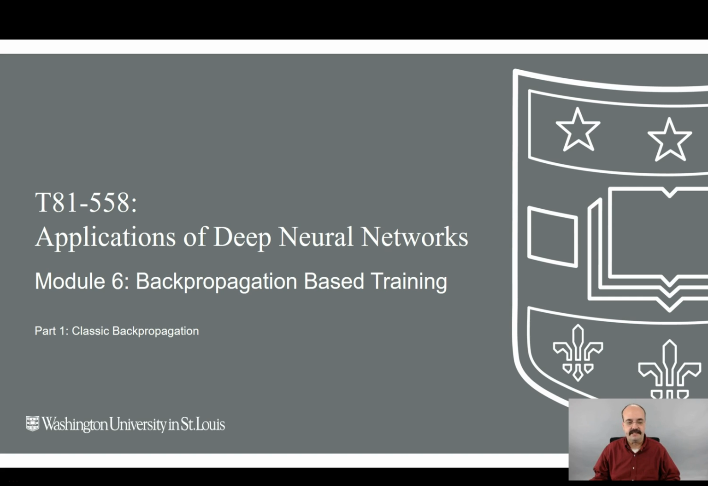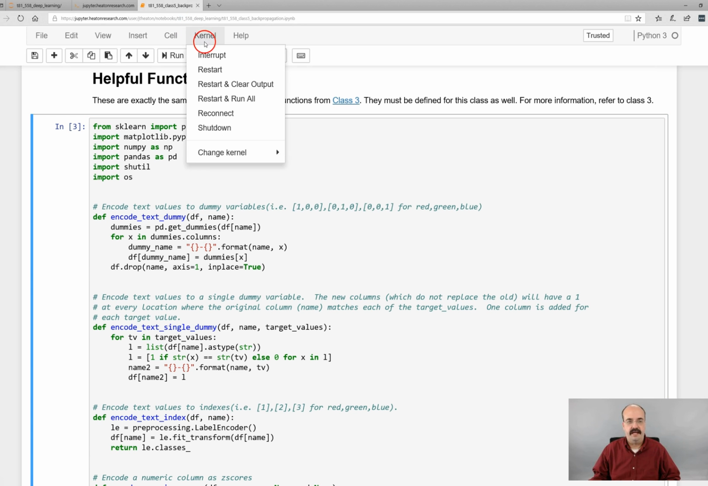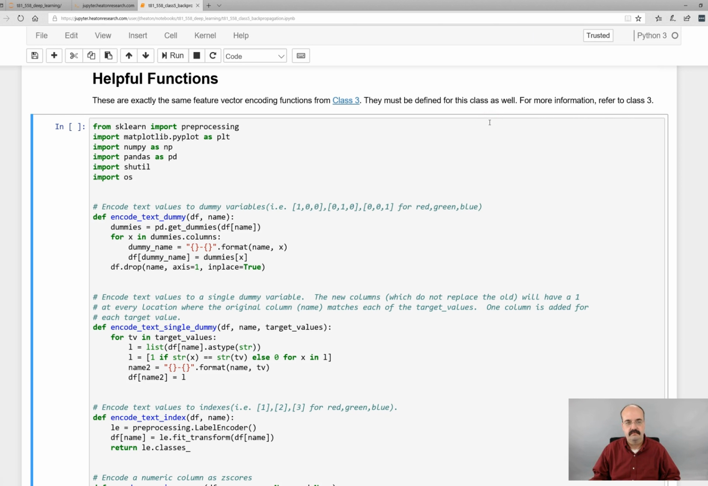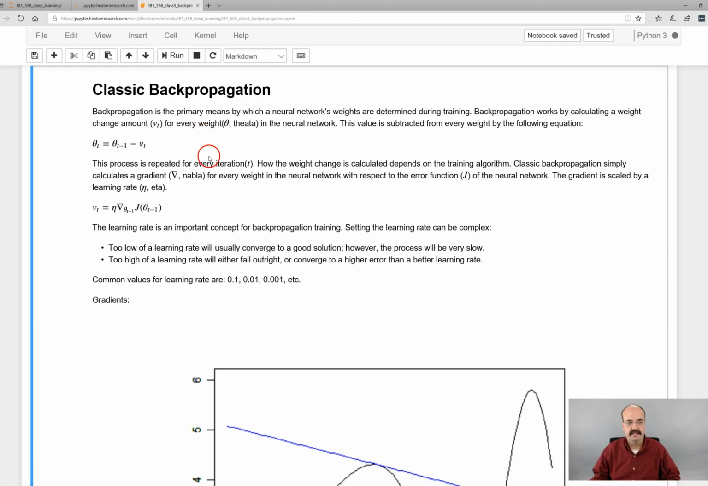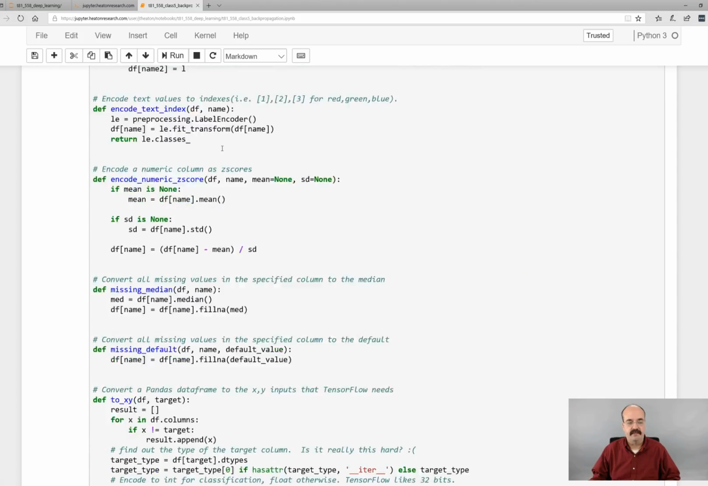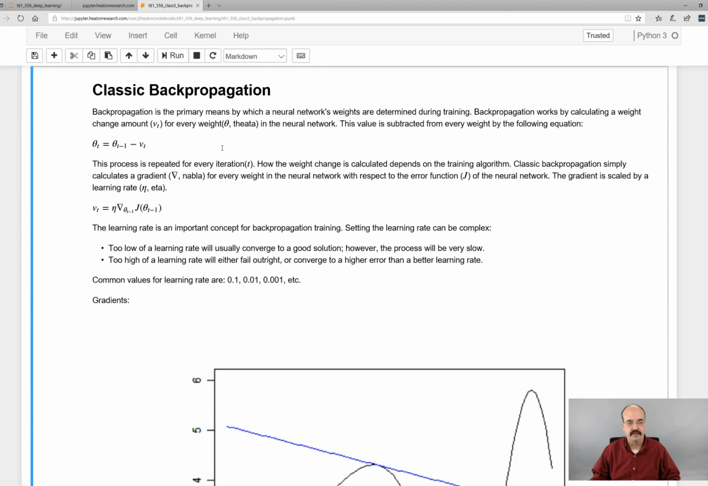This is Module 6, Backpropagation-Based Training, Part 1, Classic Backpropagation. All right, I'm just going to go ahead and restart the kernel and clear all output. So now we have nothing loaded, so we'll run the helpful functions that are at the top of every single one of these modules. You always want to make sure that you remember to do that, because we will need these classes or these functions as we make our way through this module.